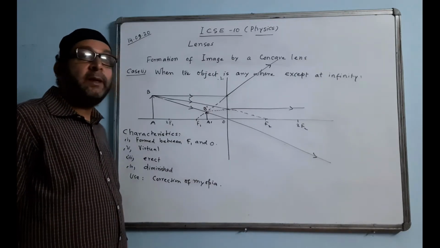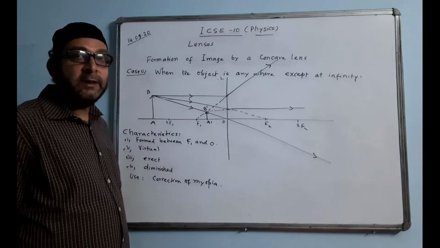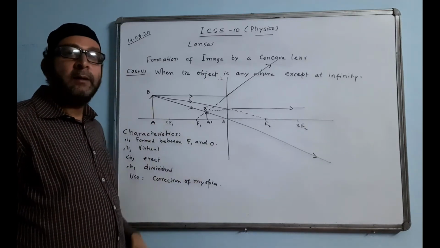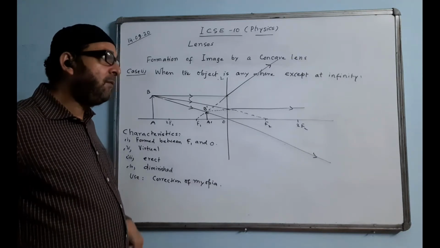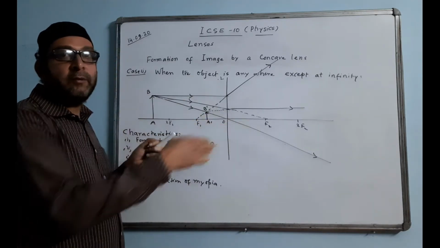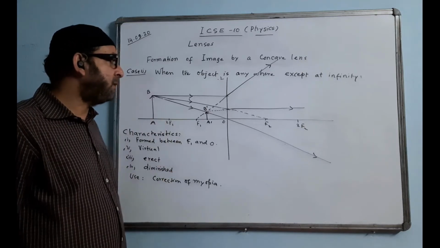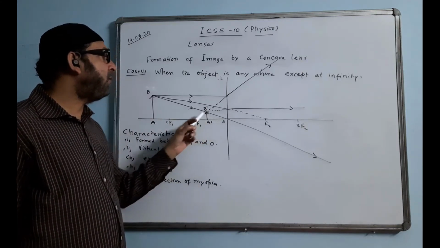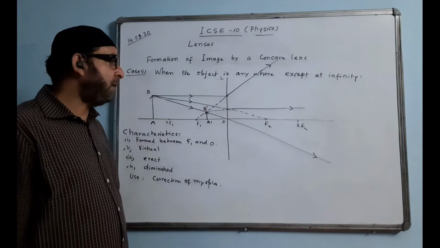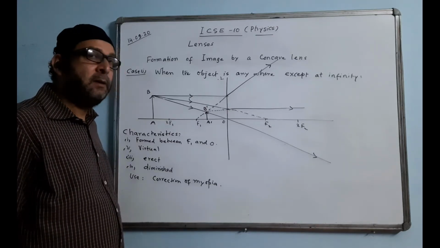A lens forms an image of the same size. What lens is that? Definitely the lens will be convex only, because for a convex lens, when the object is at 2F1, the image is also formed at 2F2. The lens can't be concave, because concave always forms a diminished, smaller image. You can't make the image of the same size.